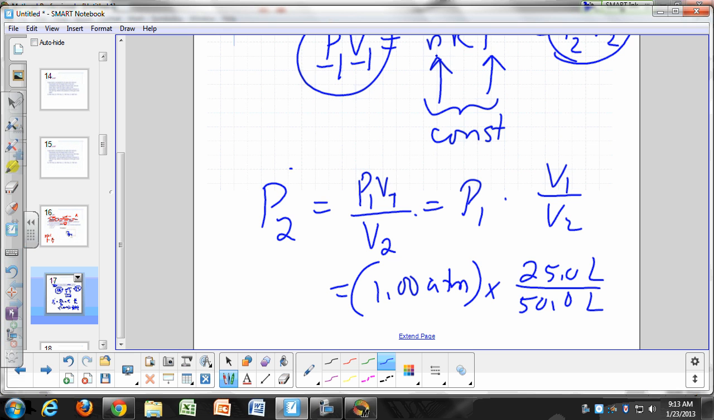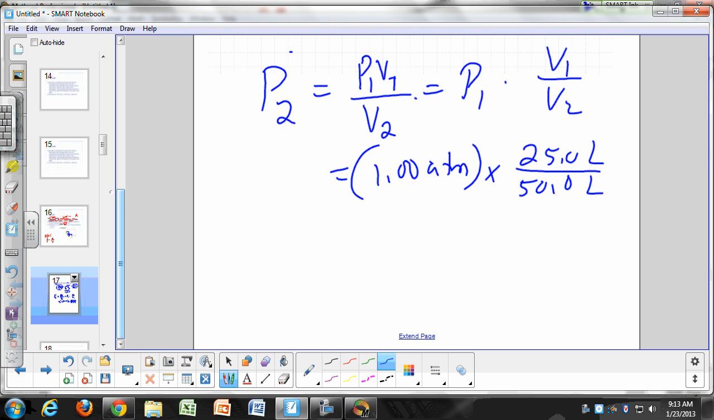You can see, you increase the volume, you're multiplying the original pressure by a factor less than 1. You expect the final pressure to drop. And so what's our final pressure going to be here? Half an atmosphere, 0.500 atmospheres.